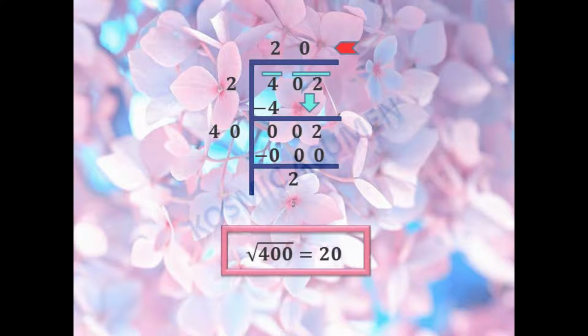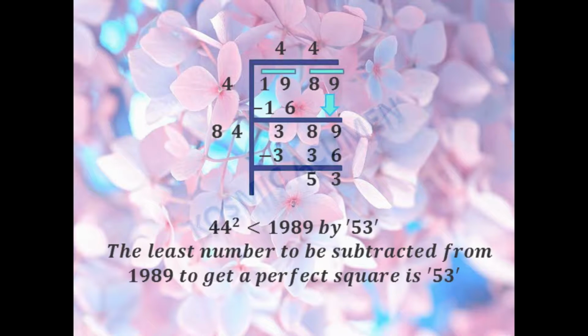Coming on to the second part of this question here, we have a number 1989. We place bars. We see that 4 into 4 will give us 16. When we subtract 16 from 19, we get 3. Next, we bring 8, 9 of the second bar and we have a number 389. Now, also I'm adding 4 and 4 and I get 8. Now, in front of this 8, I've written 4 because I know that 84 multiplied by 4 will give me 336. When I subtract 336 from 389, I get 53.